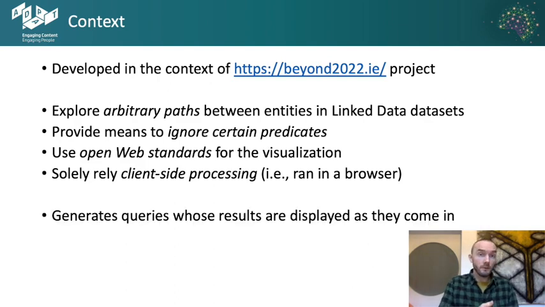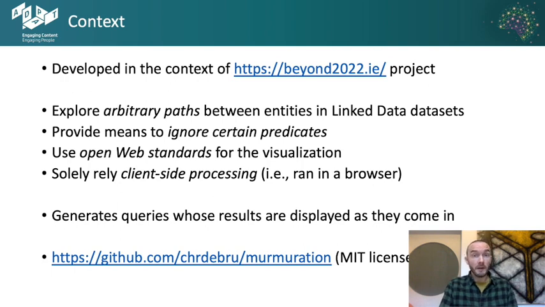We generate a bunch of queries, of which you can find the details in the paper, and then display the results as they come in. The code has been made available with an MIT license, and you can find it on GitHub.